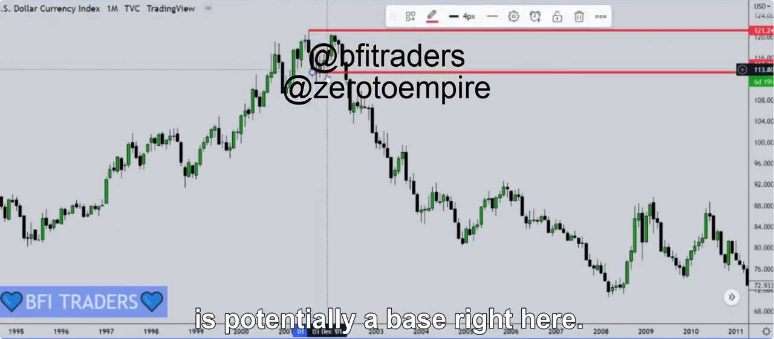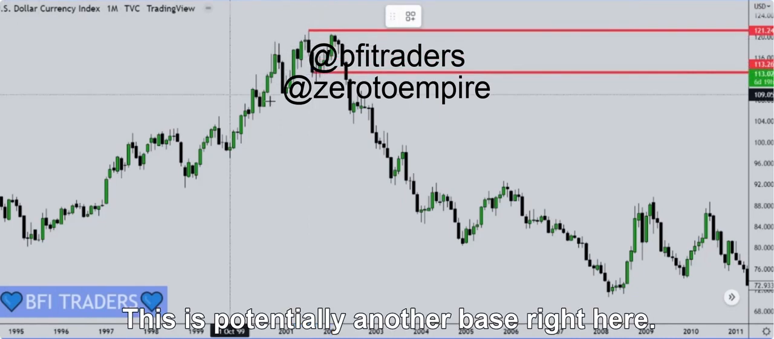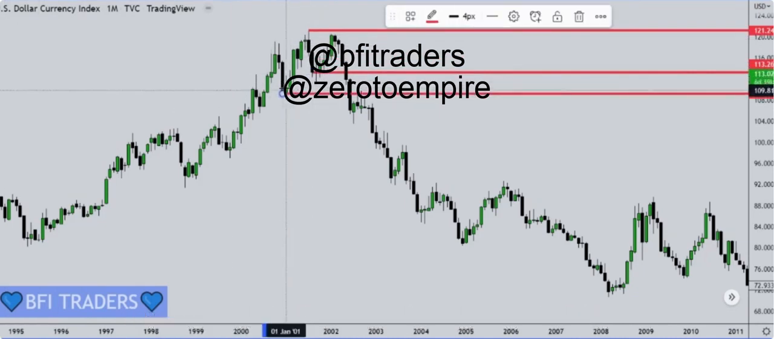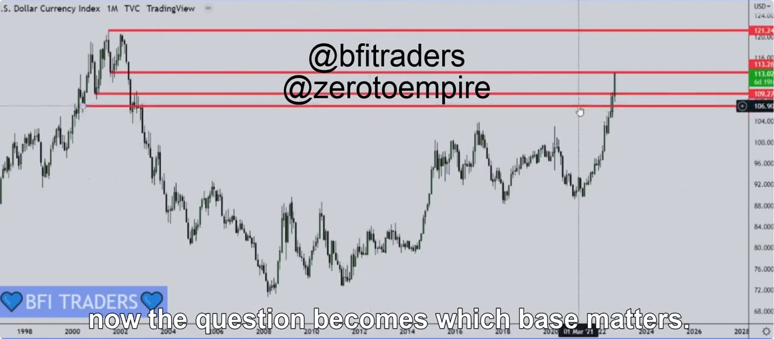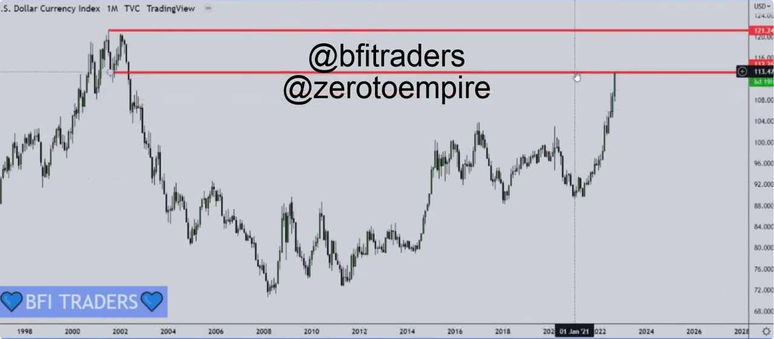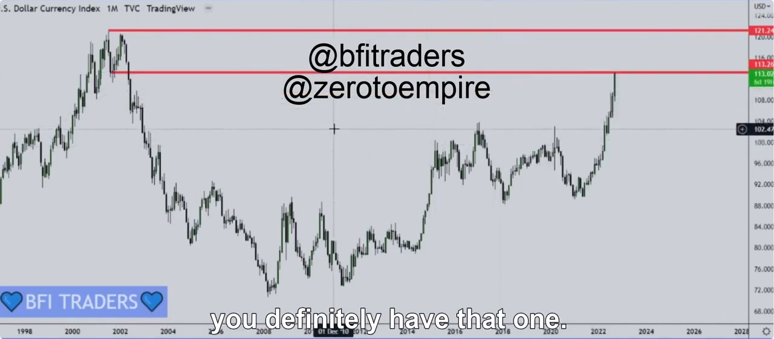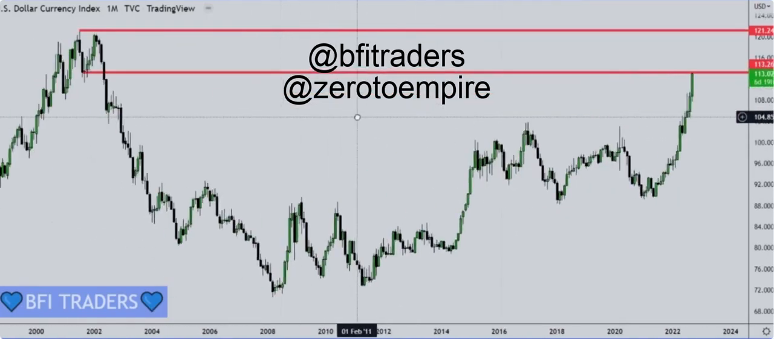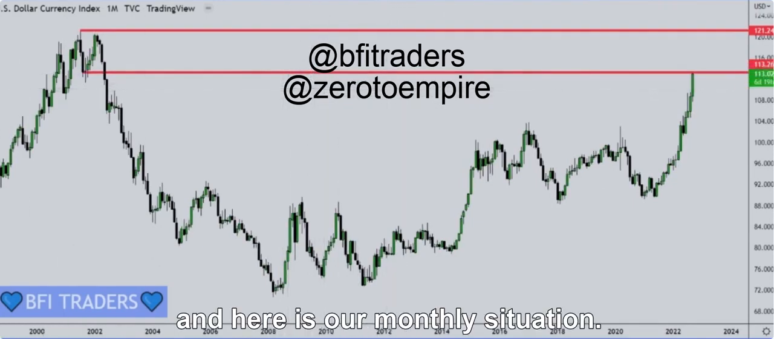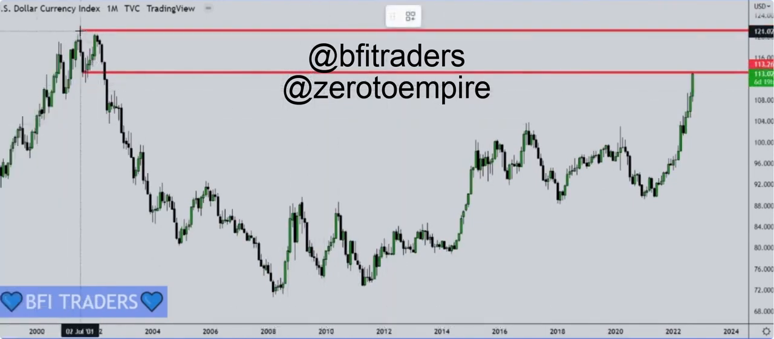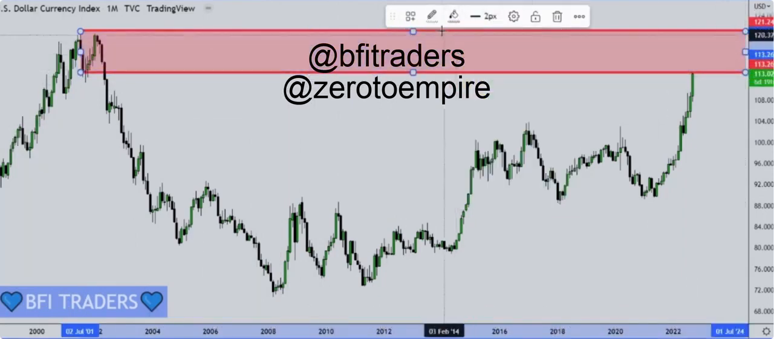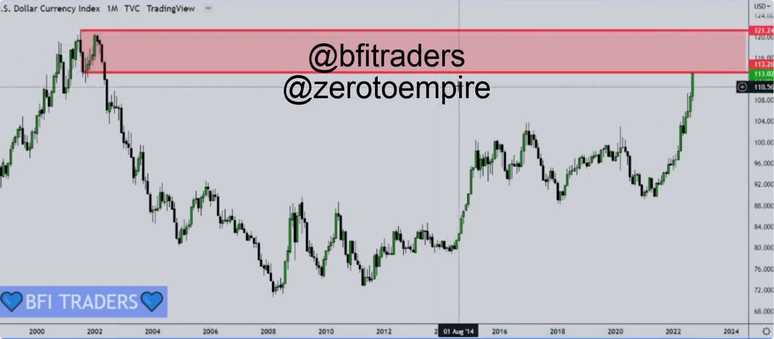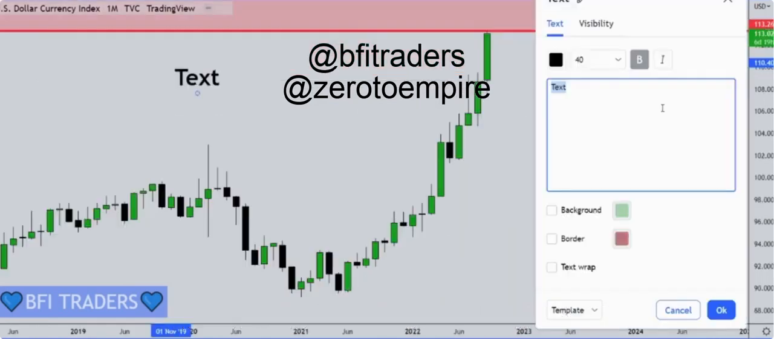That is potentially a base right here. This is potentially another base right here. Even here. Okay, now the question becomes, which base matters? Well, we definitely have that one. Okay, and here is our monthly situation. Who knows if this range will get wiped? And that's the question. But why do I do this red stuff here?